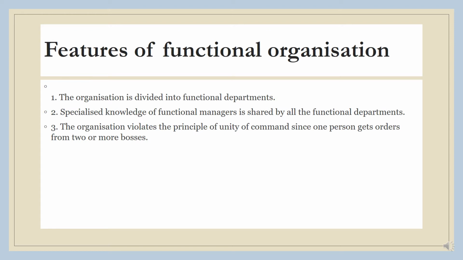Now, features of functional organizations. The organization is divided into functional departments. The specialized knowledge of functional managers is shared by all the functional departments. The organization violates the principle of unity of command since one person gets orders from two or more bosses. So it's unlike line.